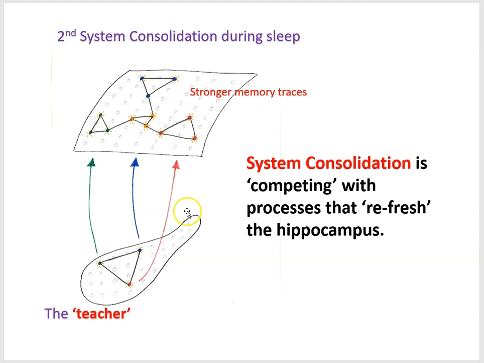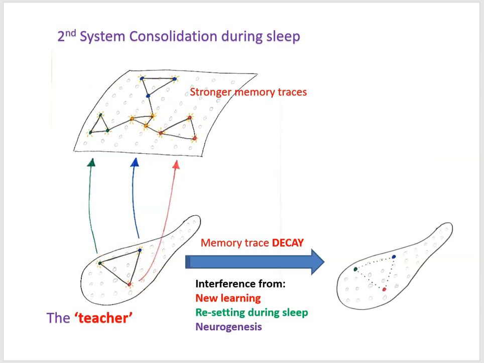So we want to think of system consolidation as kind of competing with the processes that refresh the hippocampus. If we're going to make long-term memories, we've got to do the system consolidation, strengthen those cortical memory traces, because the hippocampal memory traces are going to decay as a result of those three forces. So we've got to have our teacher be ready to go during system consolidation and do the teaching so that the teacher itself, the hippocampus, can be prepared to learn again the next day.